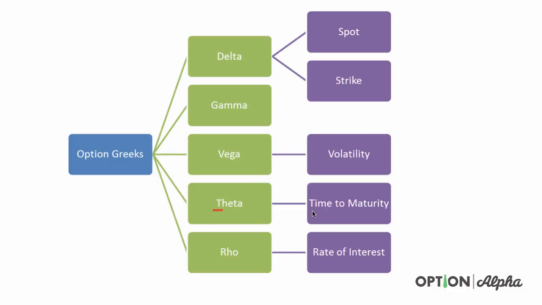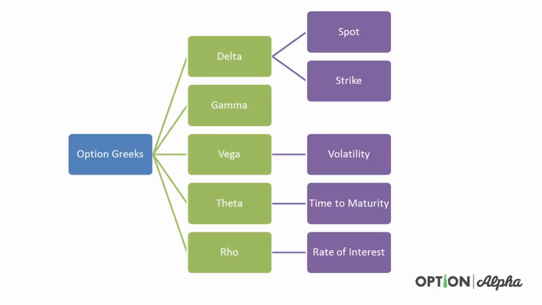T for theta is time to maturity. This is basically going to tell you how much the value of that option decays every single day as it gets closer to expiration. Remember, options are wasting assets. As they approach expiration, the theta decay, as it's called, or the time decay, starts to accelerate as it gets closer to expiration. Time is running out. The clock is running out. And so the value of the options goes down dramatically as we get closer to expiration. And then again, we have rho, which is the rate of interest.